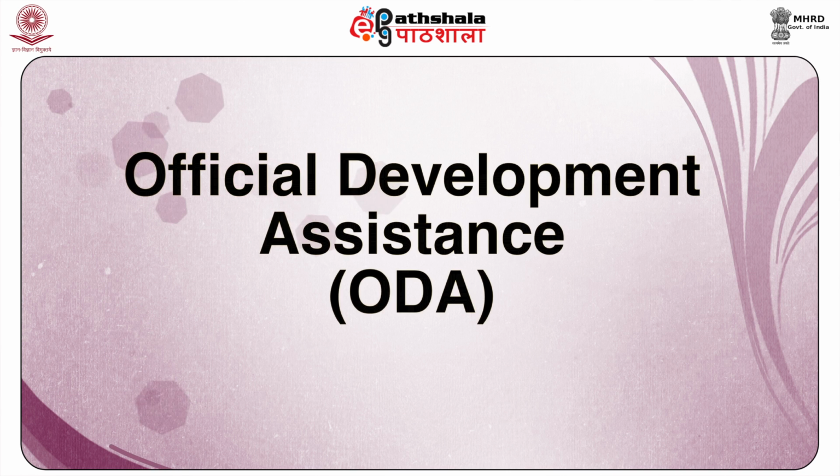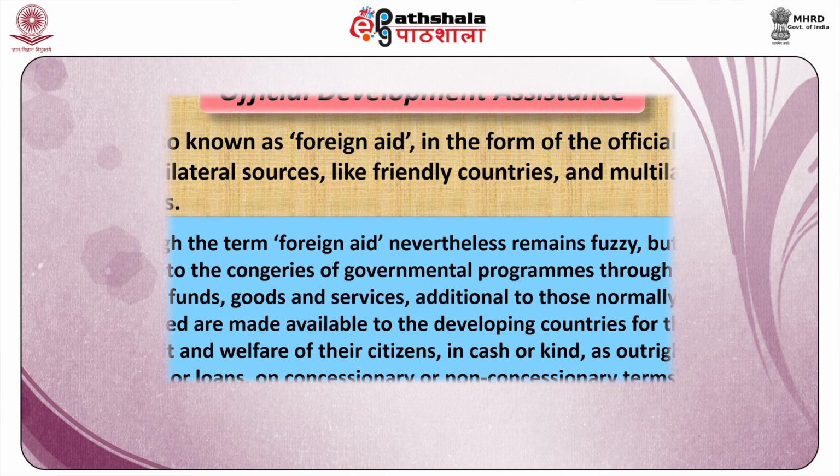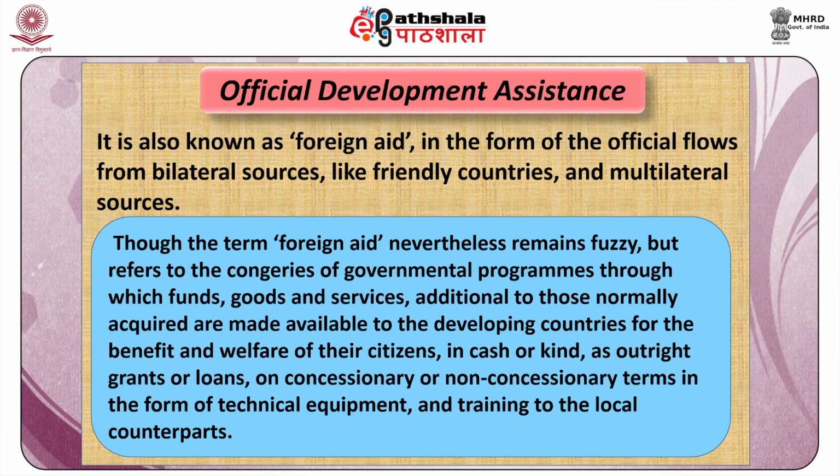Official Development Assistance or ODA. Official Development Assistance is also known as foreign aid in the form of official flows from bilateral sources like friendly countries and multilateral sources such as the World Bank, including IBRD and IDA, Asian Development Bank and International Fund for Agricultural Development, on concessional and non-concessional terms. It is another major external debt creating source used to supplement the domestic financial resources in the recipient developing countries.